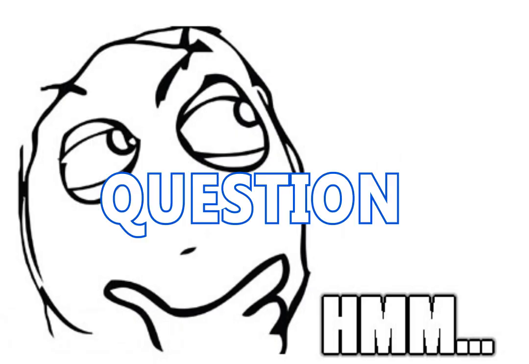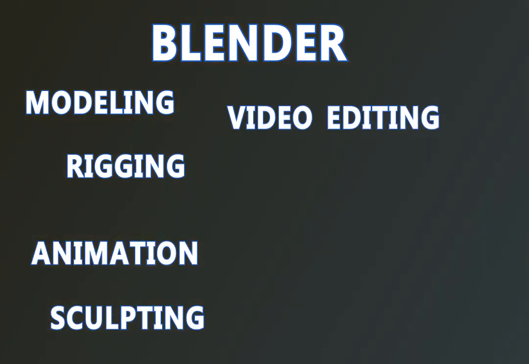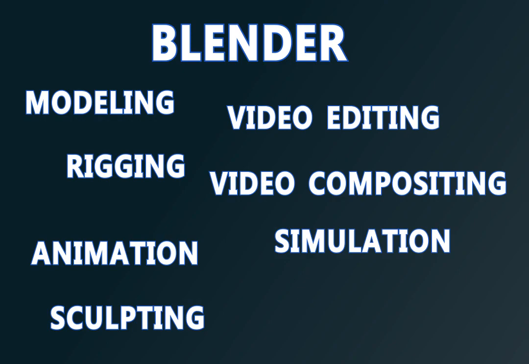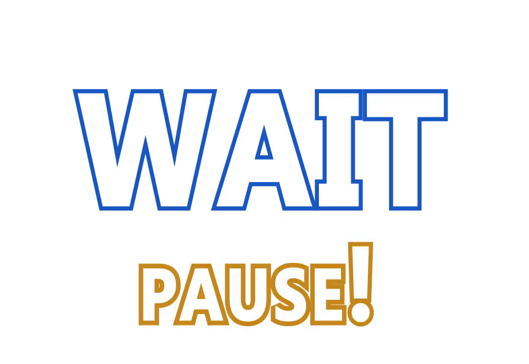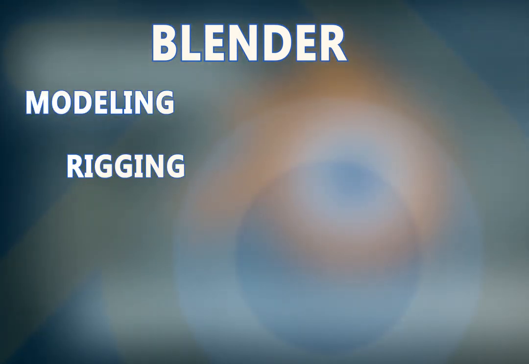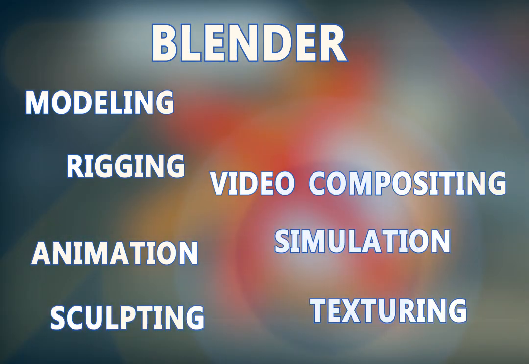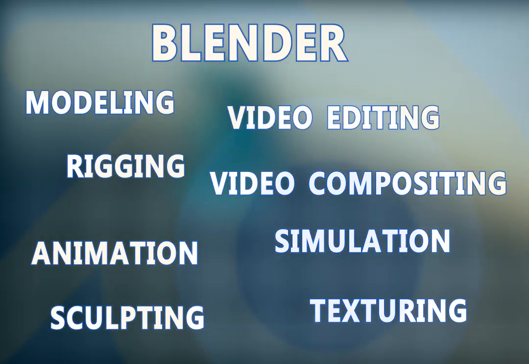Okay, so the question for our video today is, what is Blender? Blender is used for modeling, rigging, animation, sculpting, video editing, video compositing, simulation, texturing. Wait, let's pause for a minute. Let's rewind the video. So Blender is a 3D software that can be used for various artistic purposes. It can be used for modeling, rigging, animation, sculpting, texturing, simulation, compositing, and video editing.